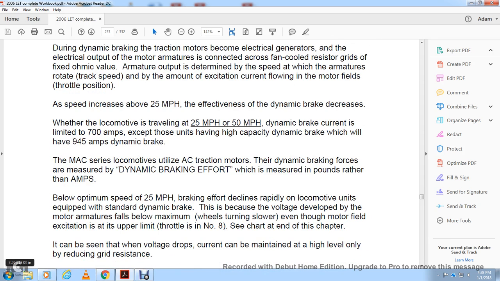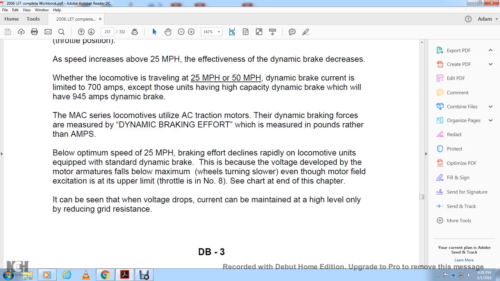On the Mac series locomotives using AC traction motors, the dynamic braking forces are measured by the dynamic braking effort, which is measured in pounds rather than in amps. Below the optimum speed of 25 miles an hour, braking effort declines rapidly on locomotive units equipped with the standard dynamic brake. This is because the voltage developed by the motor armature falls as the wheels turn slower, even with the motor field excitation at the limit of the number 8 throttle position. See the chart at the end of the chapter. It can be seen that as the voltage drops, current in the main circuit can be maintained at a high level only by reducing grid resistance.